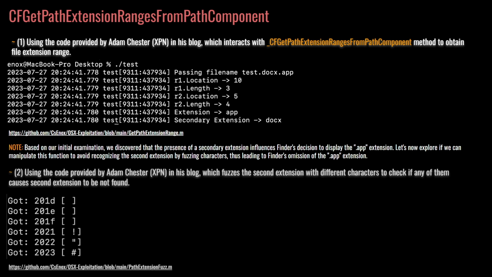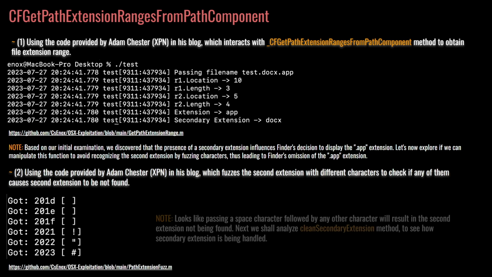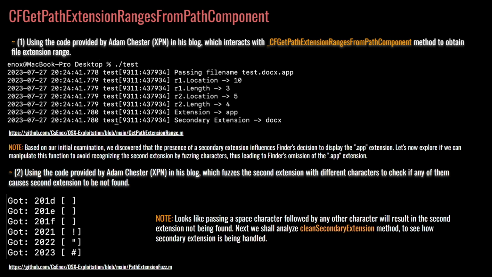Using the code provided by Adam Chester in his blog, which fuzzes the second extension with different characters to check if any of them causes the second extension to not be found. And based on the results, it looks like passing a space character followed by any other character will result in the second extension not being found.